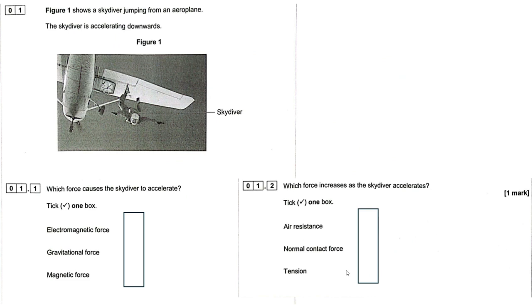It's called the gravitational force or weight. Not the electromagnetic force, not the magnetic force. The second one was correct. Which force increases as the skydiver accelerates? Because they're going faster and faster, air resistance is going to increase. Not the normal contact force or the tension. The tension is caused by, for example, a piece of string lifting an object up. And the normal contact force is, if you put an object on the table, the force applied by the table on the object.